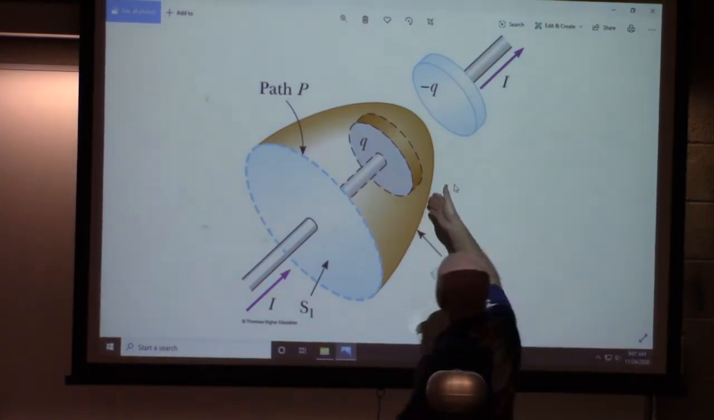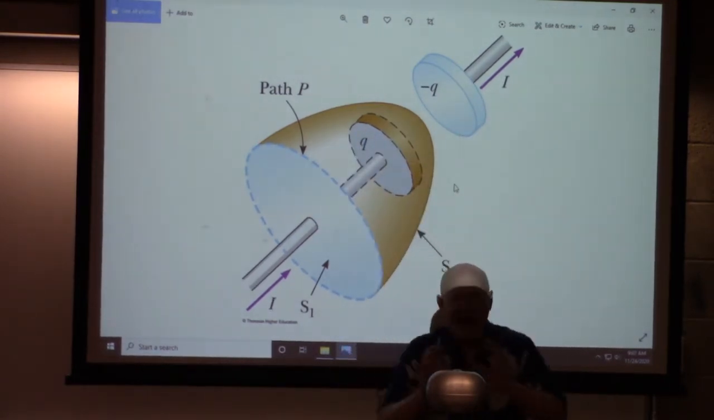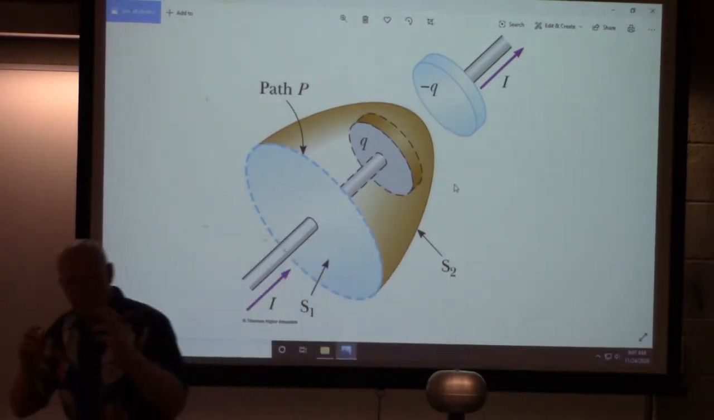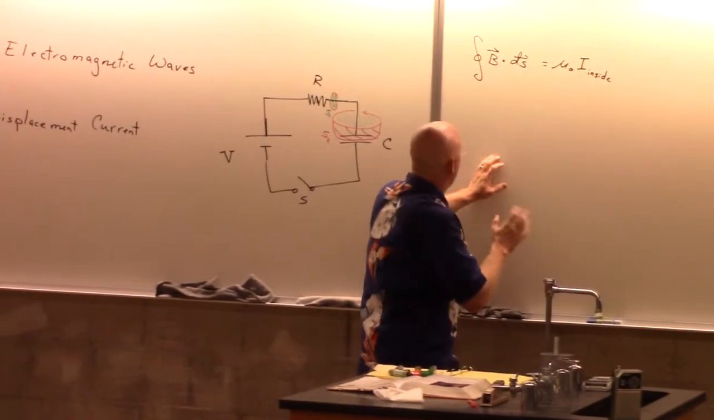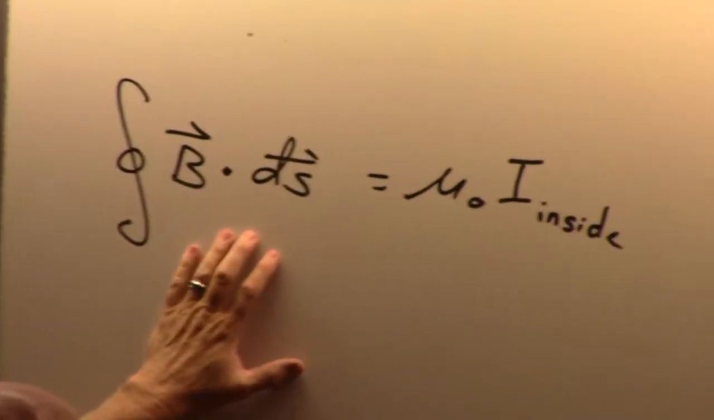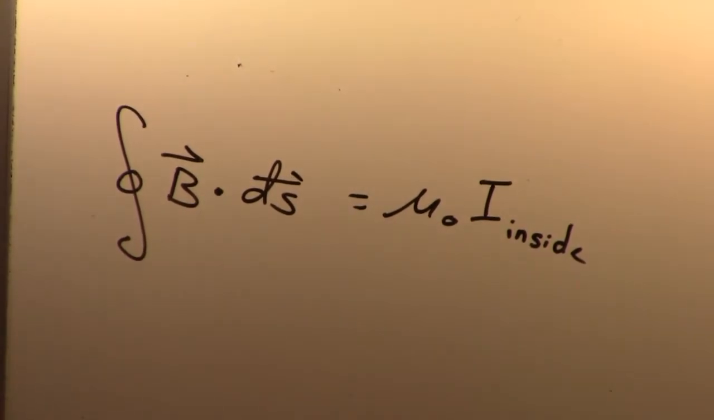But yet, surface number two, the bow that goes between the plates of the capacitor, has no current through it. I'll say it again in case you missed it. This really bothered him, and hopefully now it's starting to bother you, because it's saying, if you took surface one, you would say there is a magnetic field. If you took the other surface, surface number two, you would say there is no magnetic field. So it can't be both. What's wrong here? What's missing?